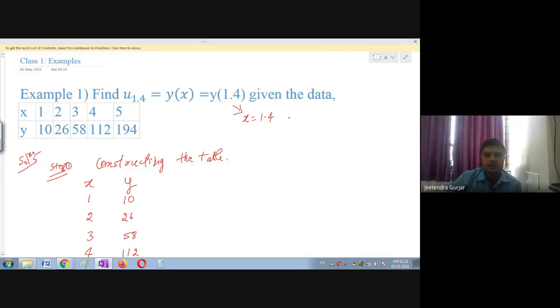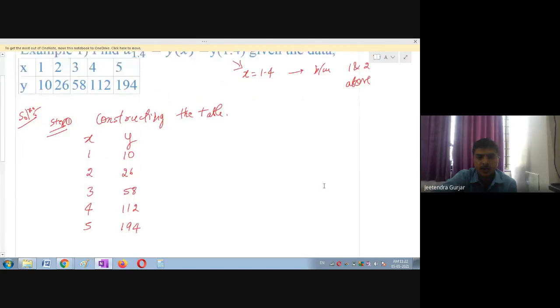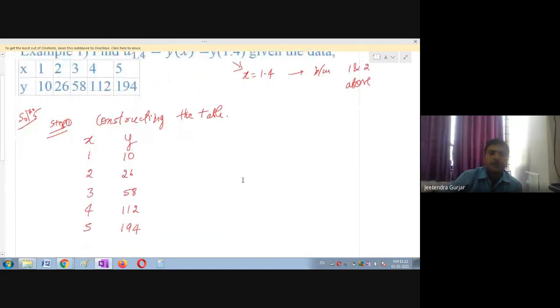So 1.4 is between 1 and 2. Am I right? Yes. So this is above the middle line, it is between 1 and 2. Therefore, whenever it is above the middle line, we are going to use Newton's forward interpolation formula, students. This is just a trick to find it. There is no other way to do it. This is the only way you can easily find out whether you are going to use the forward or backward interpolation formula.